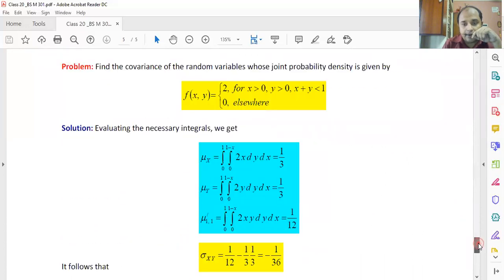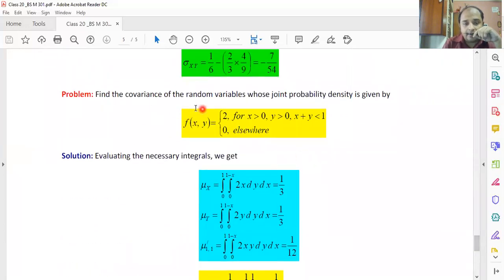Lastly, before I conclude today's class, I'm considering this particular problem. This is also known to you, and this is the probability density function. Domains are represented as this. Here also, to calculate sigma xy, we need to calculate separately mu 1 prime, mu x, and mu y. I'm not going to discuss in detail. I have just written their results over here because this problem has already been done. This type of double integration has already been done in our earlier course. You try to solve this by yourself, and you will get these results.